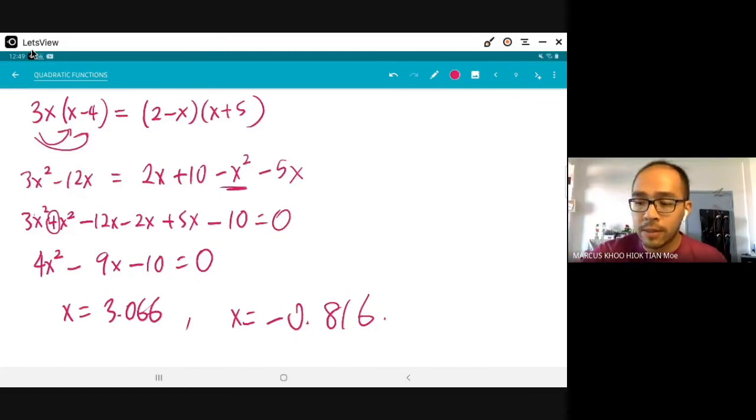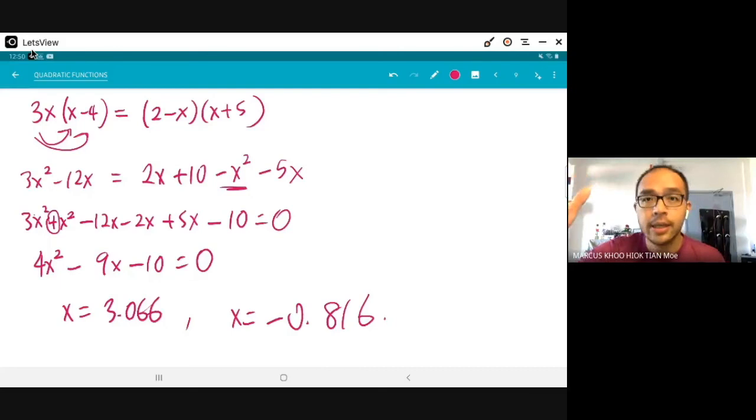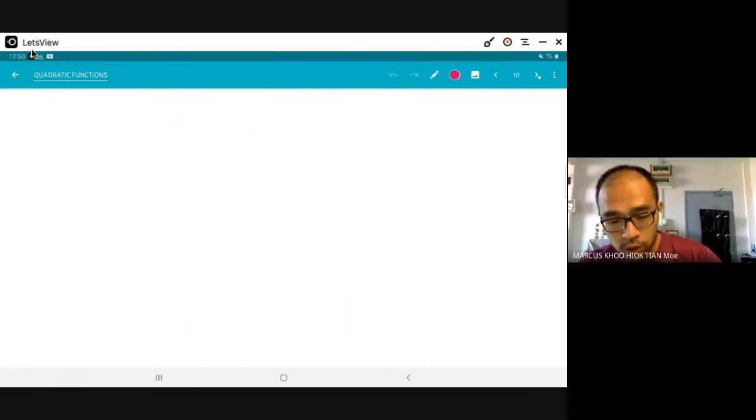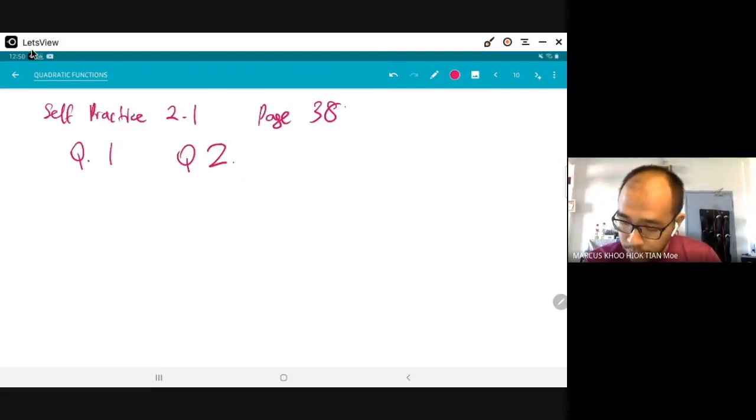Okay, so actually that's it for today lah. Dua benda yang saya mau sampaikan pada hari ini: number 1, the more important one, is completing the square. Completing the square sangat penting. And then of course number 2 is the formula method lah. So please make sure that you can do both methods. For your homework today, I want you to do self-practice 2.1, in page 38. Question number 1 and question number 2. Dan ikut dia punya arahan lah. Question number 1, use completing the square. Question number 2, use formula.